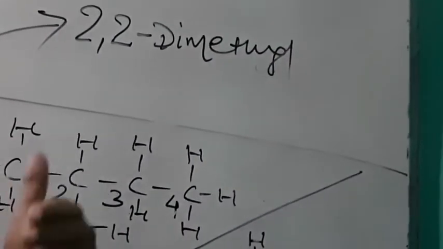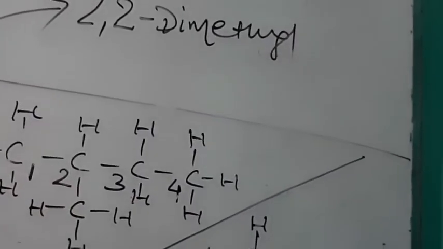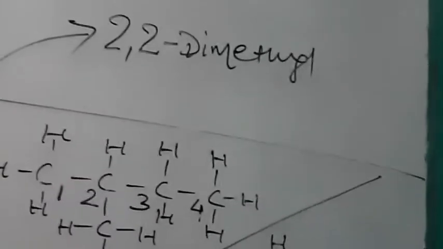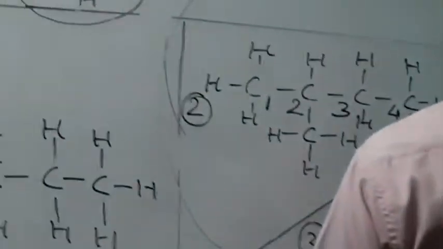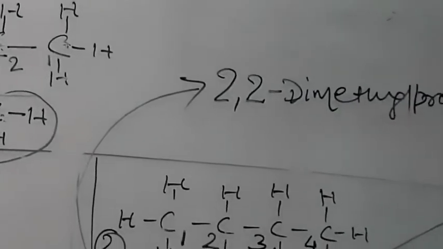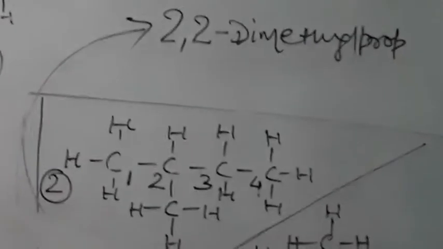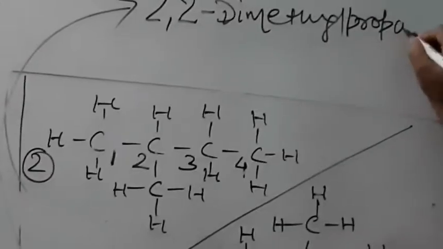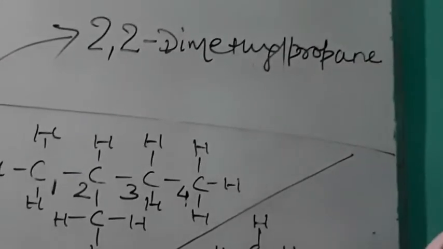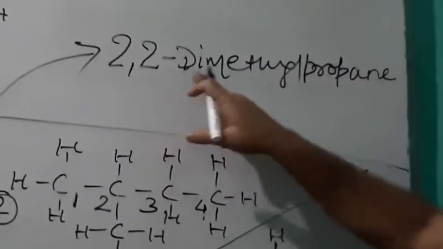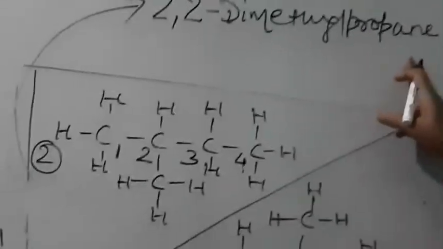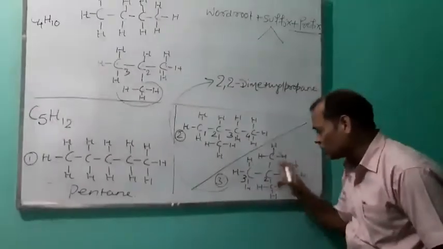So 2,2 dimethyl. Now how many carbons are here? 1, 2, 3. In a straight chain, how many carbons are there? 3. What root? Prop. All are connected by single covalent bond, suffix ane. So 2,2-dimethyl propane is the name of this compound.